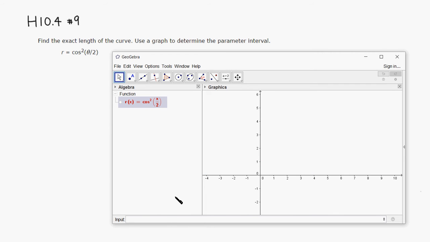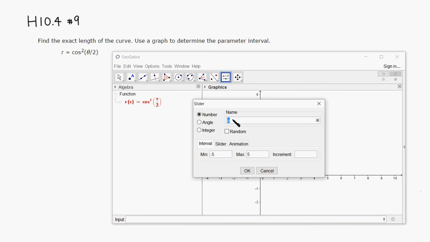And then I'm going to use a slider, and I'm going to use a, and let's say 0 to 2 pi maybe. Then hit enter.